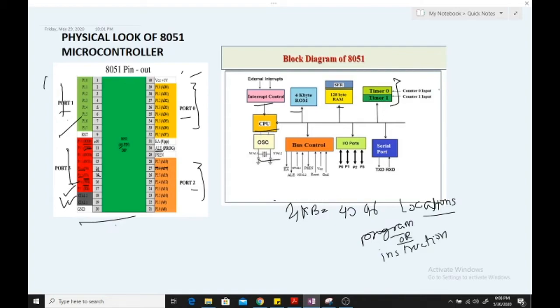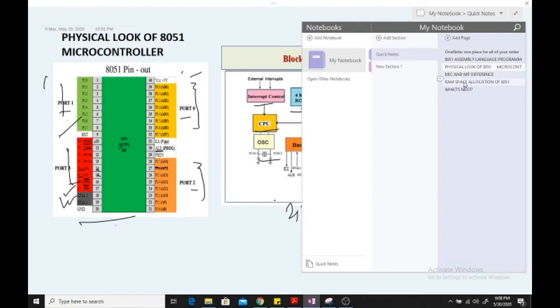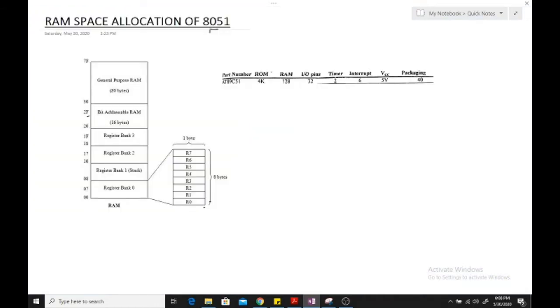Now let's move on towards the RAM space allocation of the 8051. It is very necessary for us to understand the RAM space allocation of the 8051, as in the programs that we will discuss in the future, we will understand the usefulness of this understanding about the RAM, because all the instructions are being processed in the RAM. If we know about the RAM space allocation, it will be very easy for us to understand the program and to develop it by ourselves.